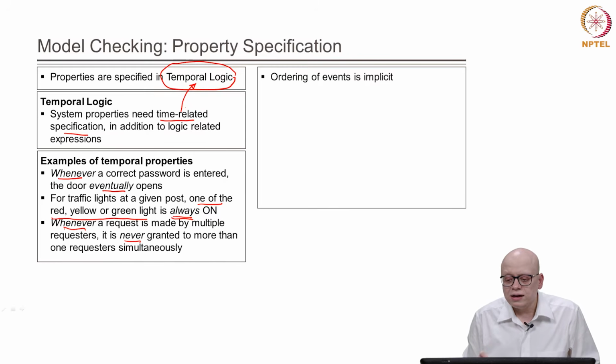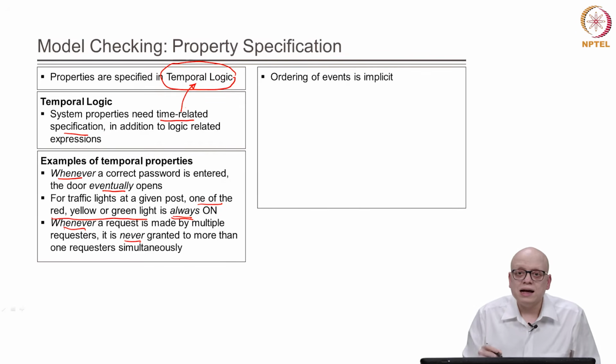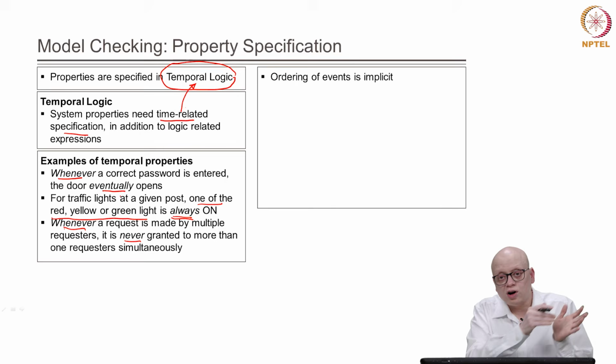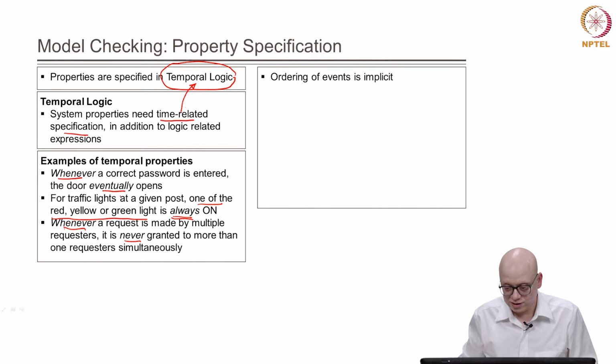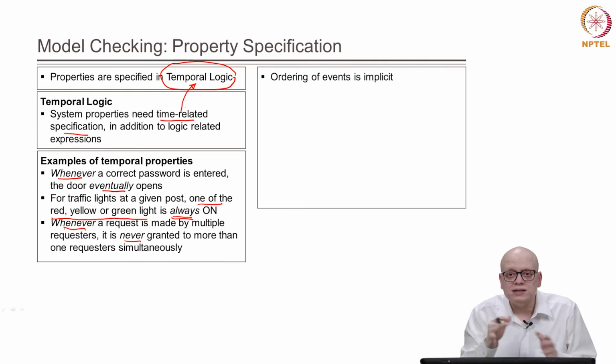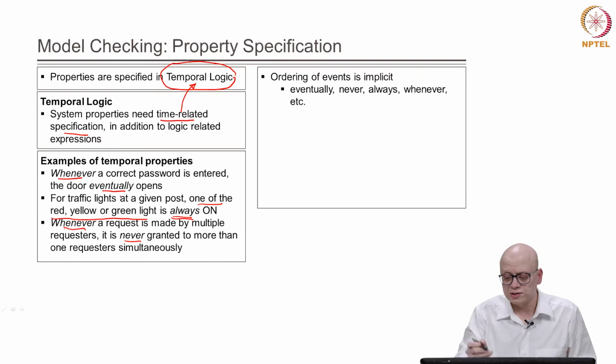Now, the ordering of events in these properties is implicit, right. For example, whenever and then eventually. So, eventually follows whenever. We are not saying that at this time this happens, at this time that happens, but the ordering of events is implicit in these definitions: eventually, never, always, whenever, etc.